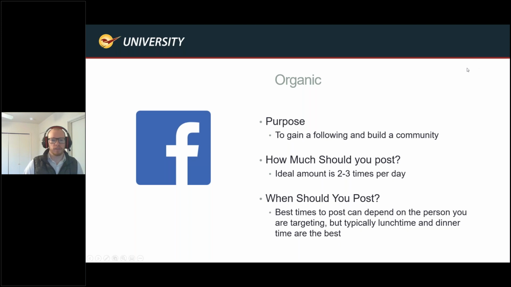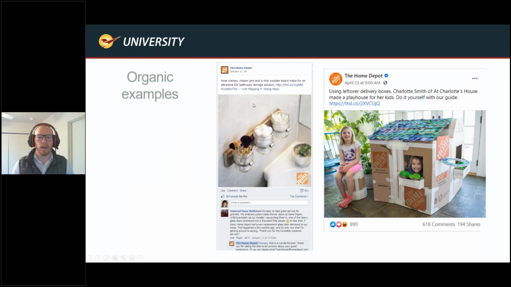All right, so next we're going to go over some other organic examples from Home Depot that I really liked. Just simple DIY posts like this. Again, this one has 618 comments. This one had 421, 194 shares. And it's just a picture of kids playing with a box.